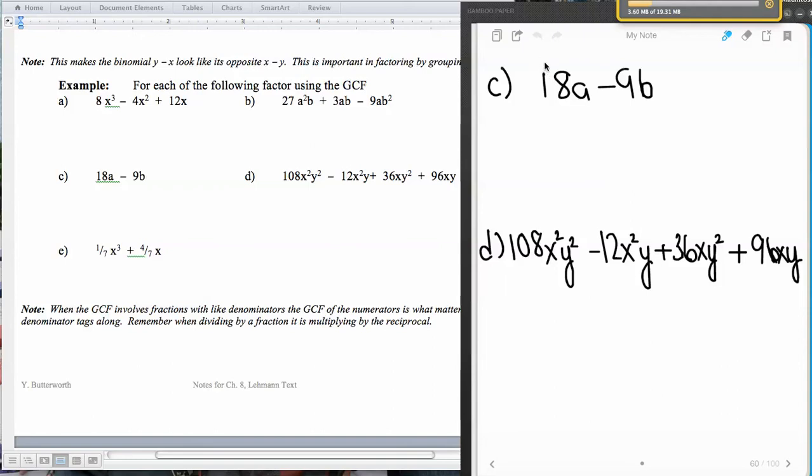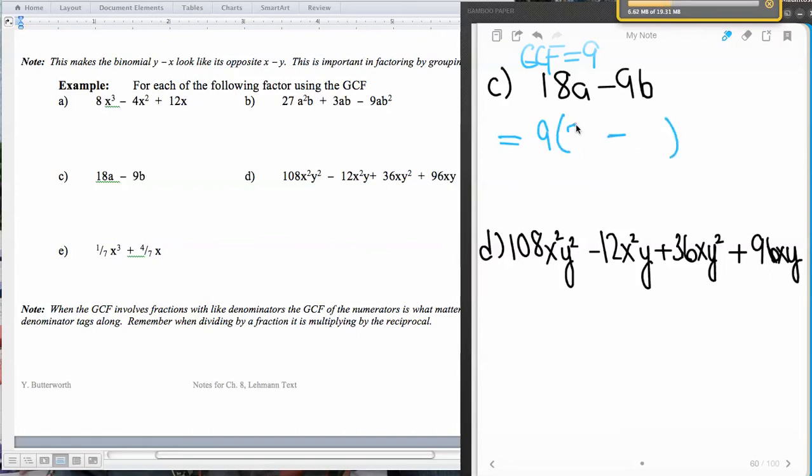Alright, we have 3 more examples to do with factoring a GCF. So first off here, we are going to look at these two terms in part C to get the GCF. The only thing in common with these is a 9. So I'm going to rewrite this as a 9. I need a binomial, so I'll prep that up for 2 terms.